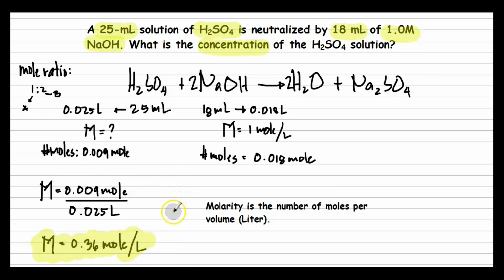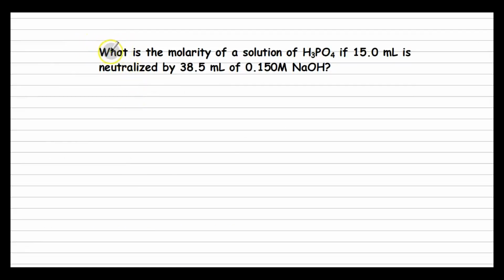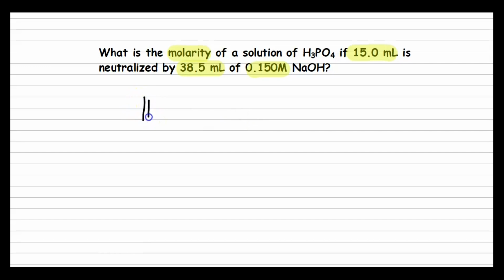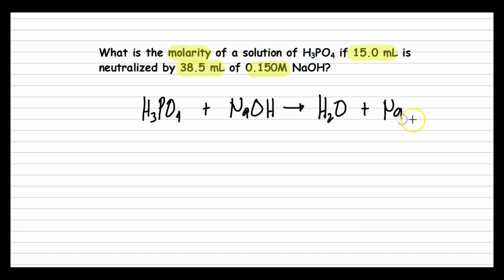Try to practice by solving this problem. What is the molarity of a solution of H3PO4 if 15 ml is neutralized by 38.5 ml of 0.150 molar NaOH? You can always go back and check the steps. I'll be giving you the reaction below. Try to balance and solve for the concentration of H3PO4. Pause the video and go back after solving and we'll compare our answers.